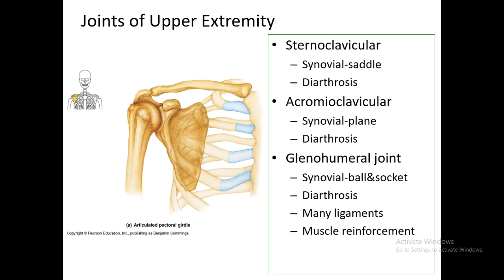First, there are three. We have the sternoclavicular, which is divided into synovial saddle, diarthrosis, and then number two, acromioclavicular, synovial plane, diarthrosis, and then glenohumeral joint. This is divided into synovial ball and socket, diarthrosis, many ligaments, muscle reinforcement, and the great mobility.